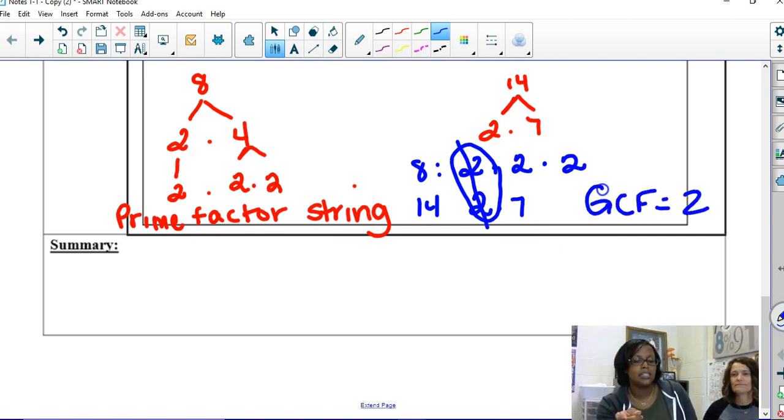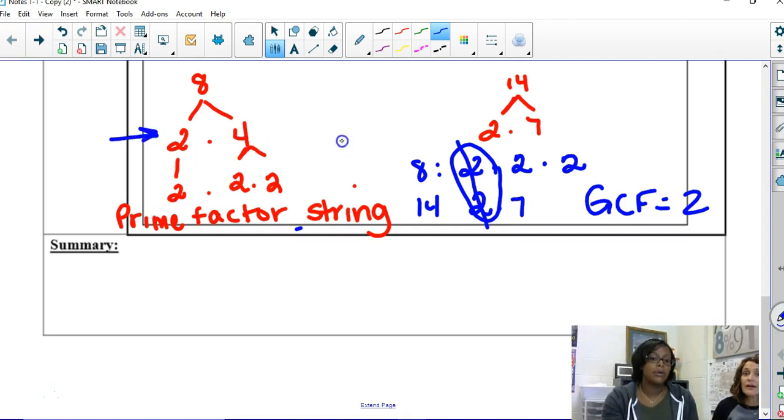Now, Mrs. Clark, I think it's important for kids to understand too that we're trying to get down to nothing but prime numbers. Yes. So when we get down to our string, we're trying to get down to prime numbers. We don't want any more composite numbers. That's why I didn't stop here. That's right, because 4 was a composite number. But I could stop up here because 7 was prime.